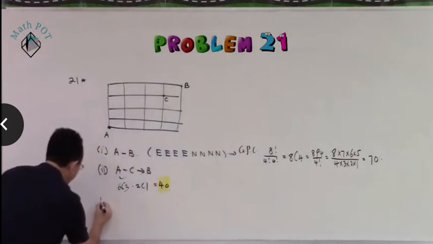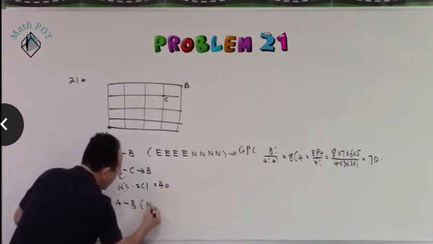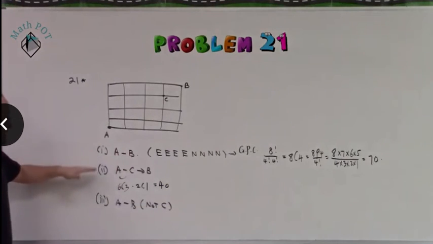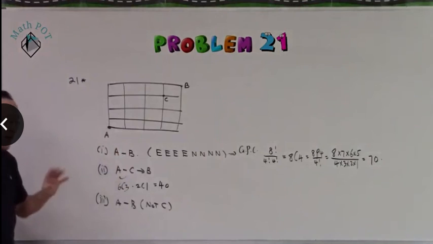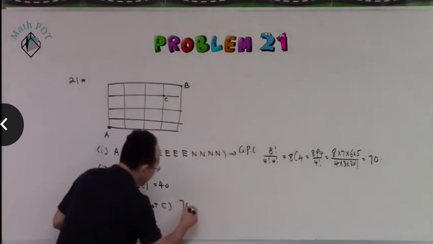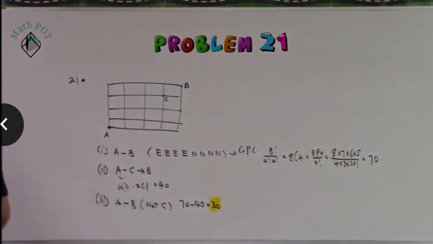So next problem, try to figure out the shortest paths from A to B not passing through C. It's very clear. This is the total, the raw answer. Of course, do the subtraction. That gives us the right answer. 70 minus 40 gives us the final answer of 30. So that's how you solve this one.